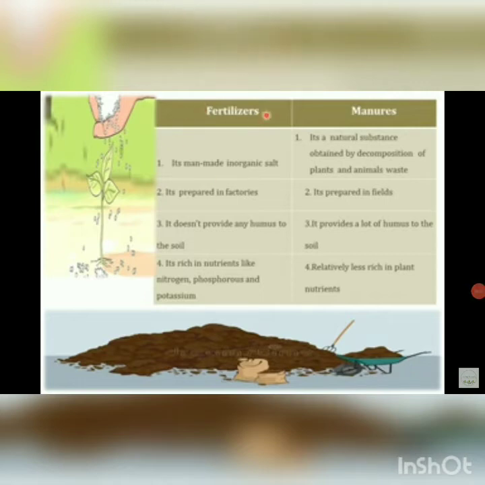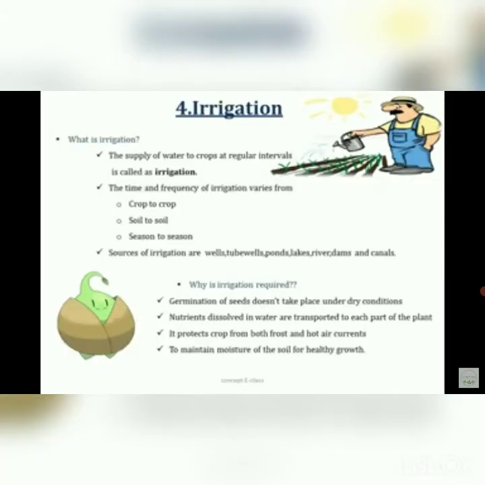So now we have two different categories, and we have to differentiate fertilizers and manure. Fertilizer is a man-made inorganic salt, and manure is a natural substance obtained by decomposition of plant and animal waste. Fertilizer is prepared in factories; manure is prepared in the fields. Fertilizer doesn't provide any humus to the soil; manure provides a lot of humus to the soil. Fertilizer is rich in nutrients like nitrogen, phosphorus, and potassium; manure is relatively less rich in plant nutrients.